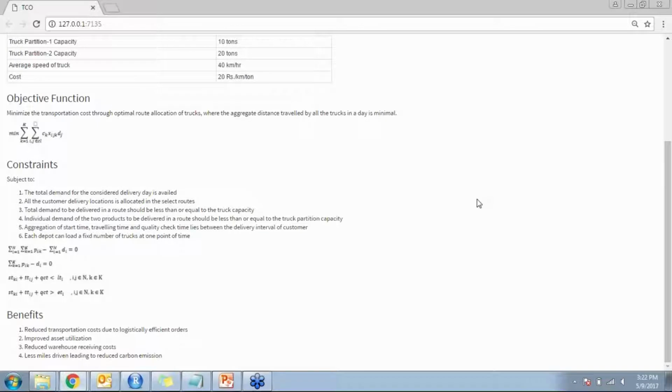So these all act as the constraints over here, and we need to find out the most optimized routes, keeping these constraints in the algorithm that we have developed over here. Now, the benefits we have already discussed. It reduces transportation costs, it improves the utility of the assets, resource allocation, and also it reduces the warehouse receiving costs and so on. Also on an environmental level, we're talking about reducing the carbon emission because of the less distance traveled in a very minute level.